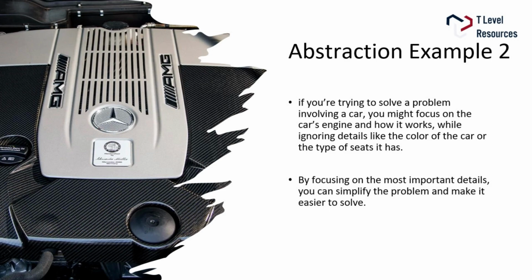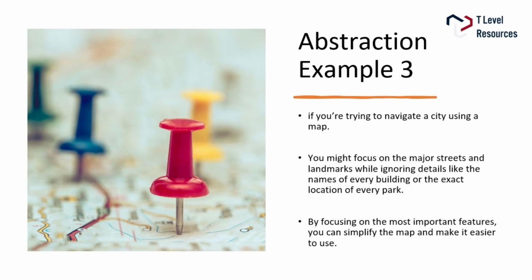Abstraction example 2. If you're trying to solve a problem involving a car, you might focus on the car's engine and how it works, while ignoring details like the color of the car or the type of seats it has. By focusing on the most important details, you can simplify the problem and make it easier to solve. Abstraction example 3. If you're trying to navigate a city using a map, you might focus on the major streets and landmarks while ignoring details like the names of every building or the exact location of every park. And by focusing on the most important features, you can simplify the map and make it easier to use.